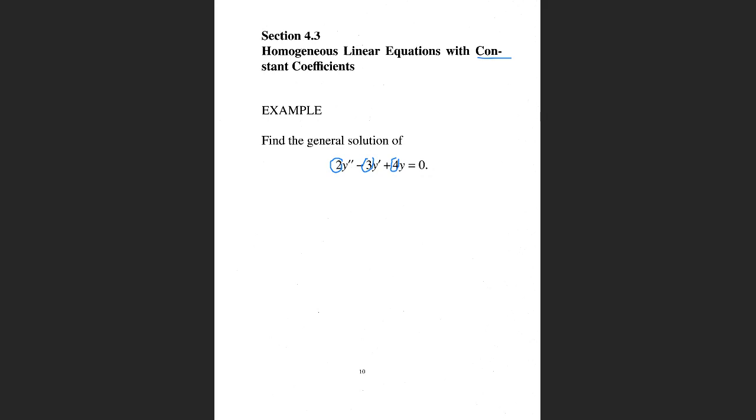So what you're going to learn here is how to find solutions specifically for linear equations, homogeneous linear equations, in this case for 4.3, where you have constant coefficients. So here's what we're going to do. We're going to make a good guess, okay, and then work with that.